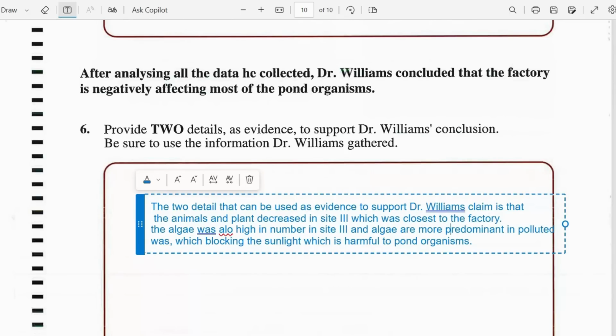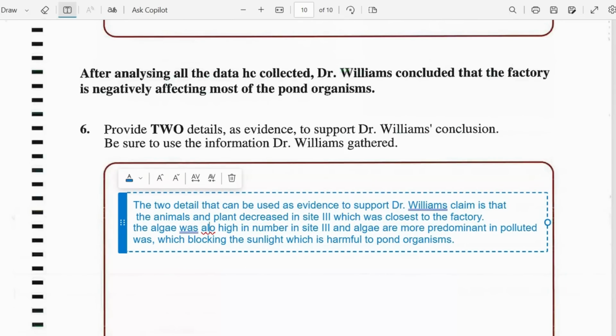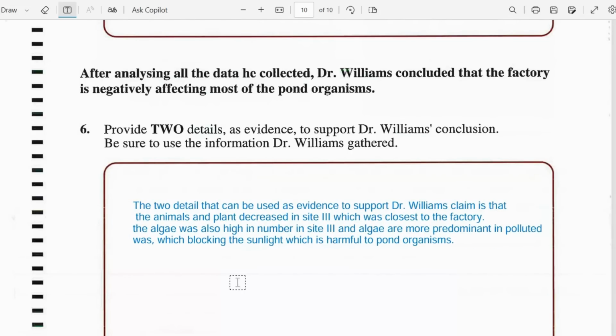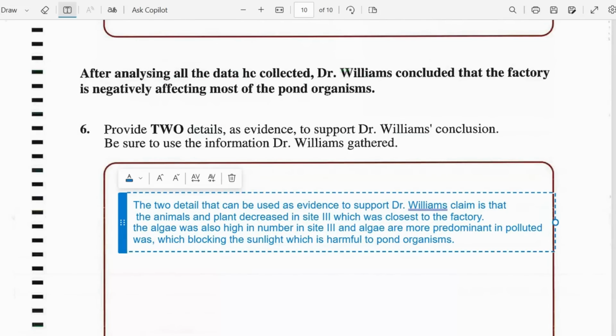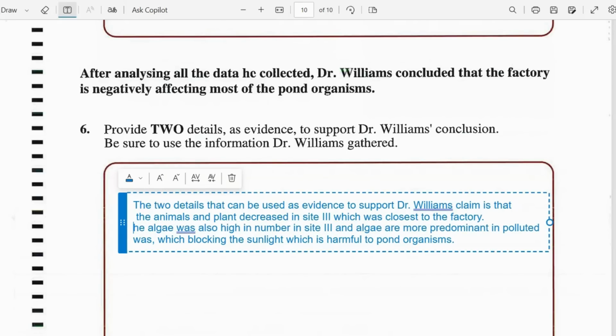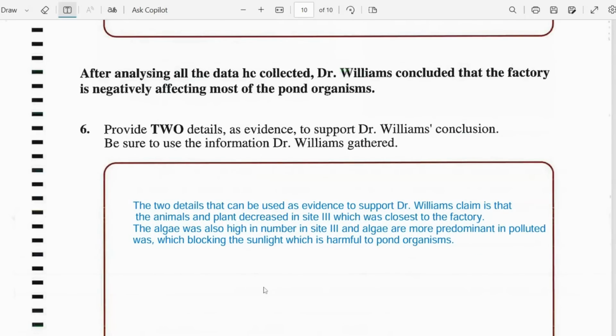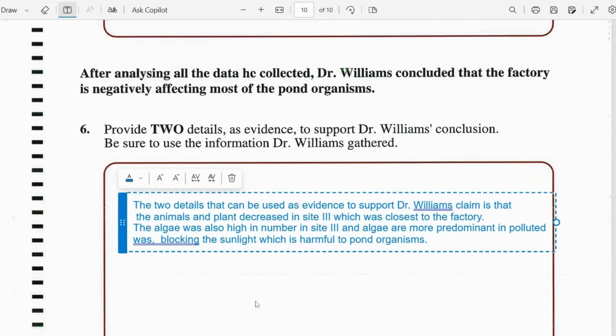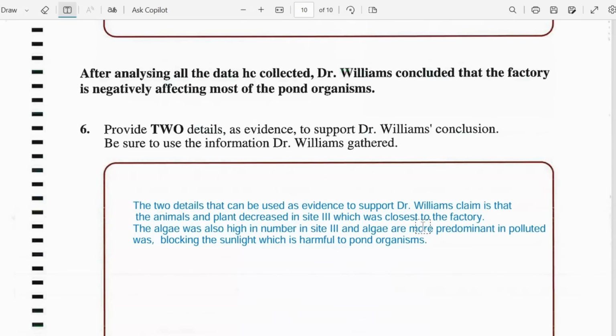Alright, so let's read our answer now. The two details that can be used as evidence to support Dr. Williams' claim are that the animals and plants decreased in site 3, which was closest to the factory. And the next point is that the algae was also high in number in site 3, and algae are more predominant in polluted water, blocking the sunlight, which is harmful to pond organisms.